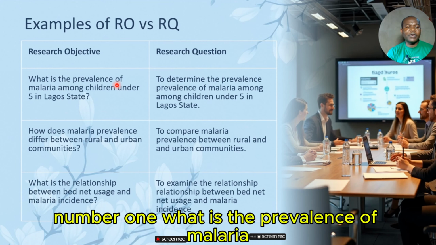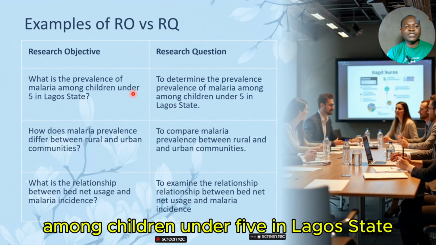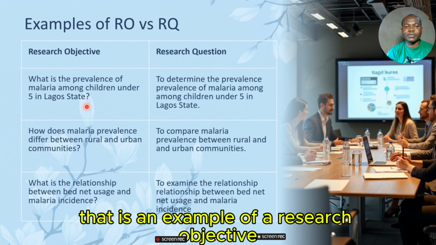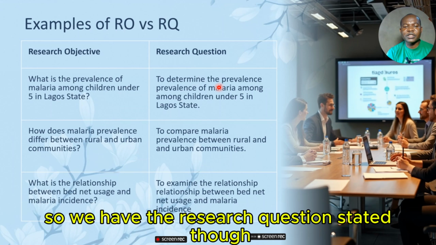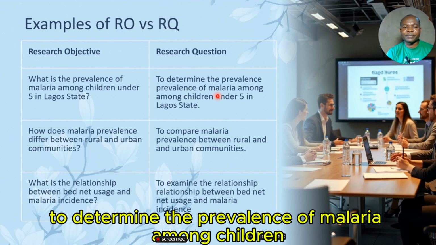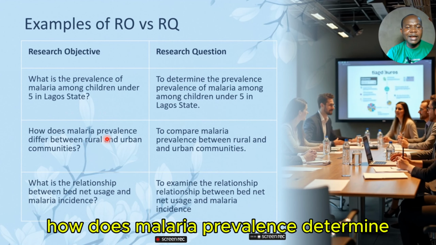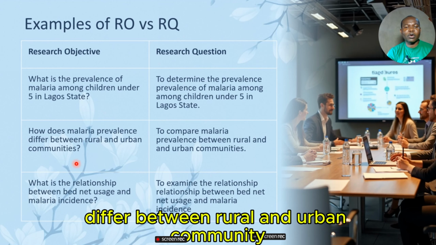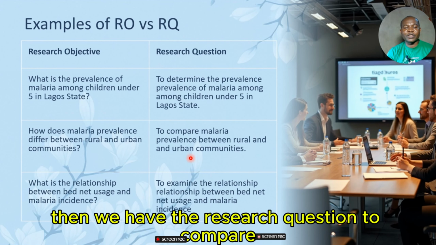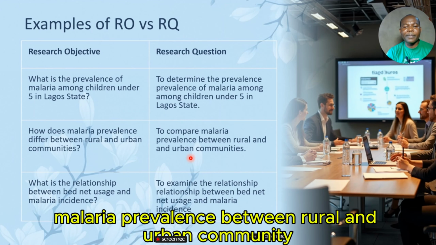Number one, what is the prevalence of malaria among children under 5 in Lagos State? That is an example of a research question. So we have the research objective stated as, to determine the prevalence of malaria among children under 5 in Lagos State. Another example, how does malaria prevalence differ between rural and urban community? Then we have the research objective to compare malaria prevalence between rural and urban community.